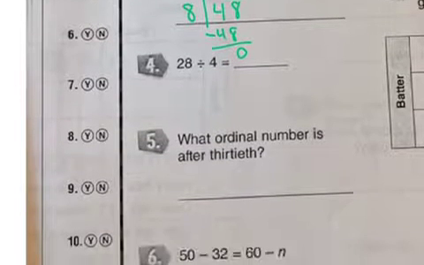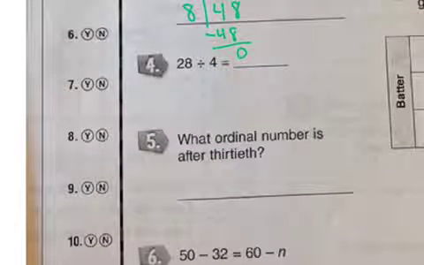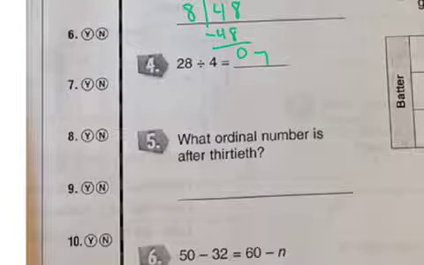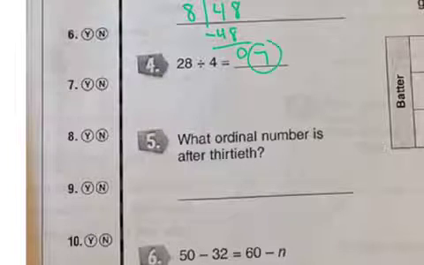Number 4 is another division problem. 28 divided by 4. We've been practicing this a lot. Think about it. 28 divided by 4. 4 times what number equals 28? Well, I know that 4 times 7 equals 28. So, my answer is 7.